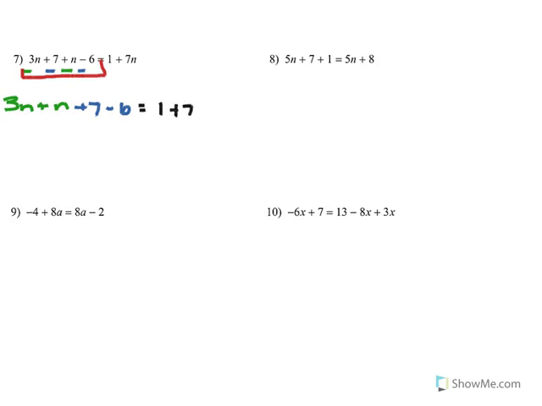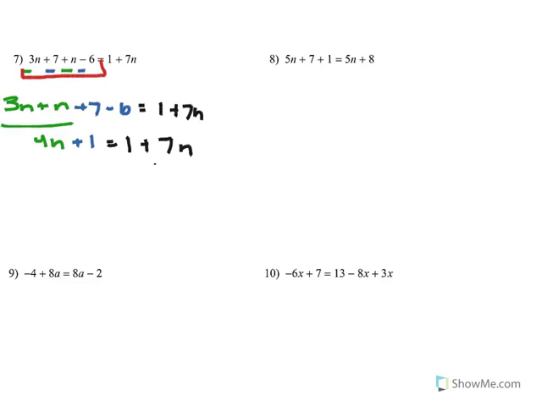Right, so I really didn't change anything, I just rewrote it in a different order. As I rewrote it, I kept the signs together, so that 6 that we're seeing right here is really a minus 6. So when I rewrote it, I continued writing minus 6. So I did keep those signs together. And now I can just combine those like terms, 3n and n, combine to give me 4n. 7 minus 6 simplifies to 1, and all of that is equal to 1 plus 7n.